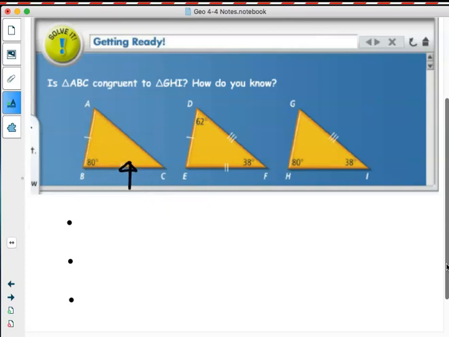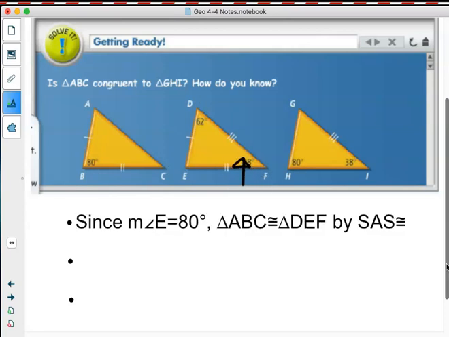Now, if I'm looking at my first triangle here, ABC, it is marked with a single and a double marking. So I can add these two together to find my angle E. I got 62 and 38, that's 100. So I subtract 100 from 180 and I get that angle E is 80. Well, if this is 80 and this is 80 and my markings match, I know by side angle side that triangle ABC and triangle DEF are congruent.